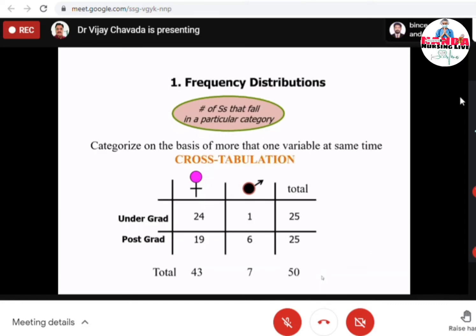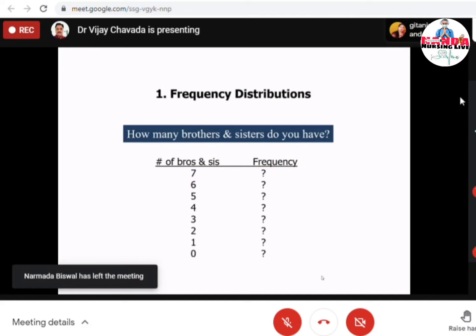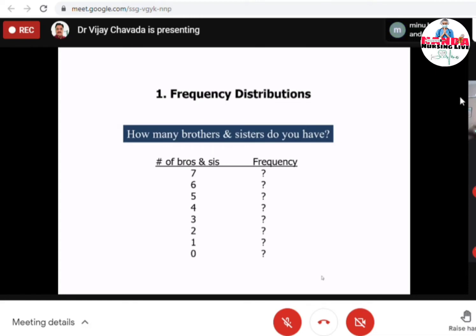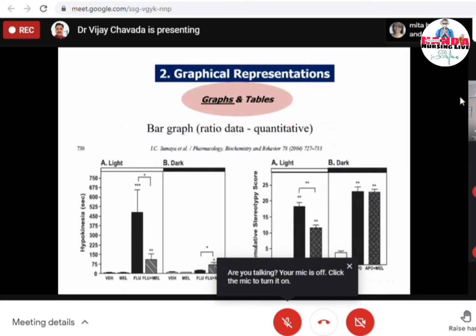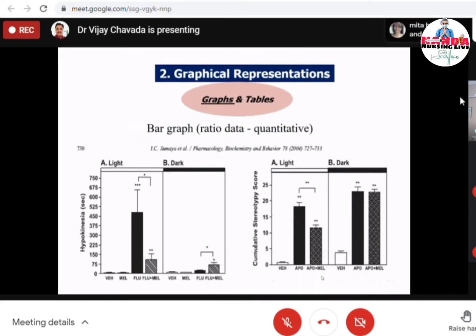So this is another way to categorize more than one variable at a time. This is another example, how many brothers and sisters. So the number of brothers and sisters, and in another column you have frequency, proportions, and percent. This is an example of graphical presentation, like a bar diagram. In that there are many others.